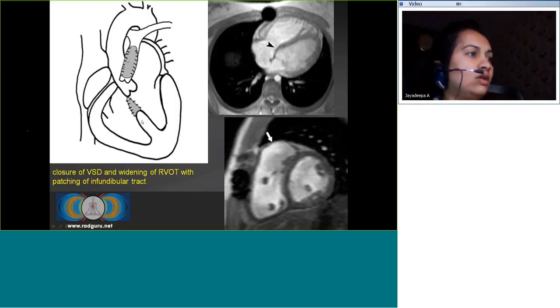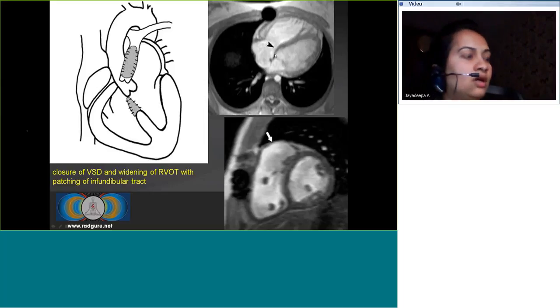Now the corrective surgery for TOF basically involves the closure of the VSD using a patch and widening of the RVOT with patching of the infundibular tract. So what is the post-op appearance of these two procedures? Now here is the VSD closure. This bulge seen over here is the patch that is left after the VSD has been closed.